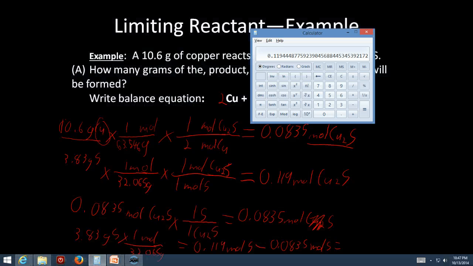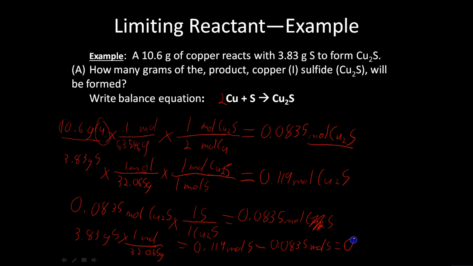So going back to our calculator, 0.119 minus 0.0835, we will end up with 0.0355, so 0.0355 mole of sulfur excess. If we wanted to, we could convert that back into grams of sulfur just by using the molar mass of sulfur again, this 32.065, but this is our excess sulfur.